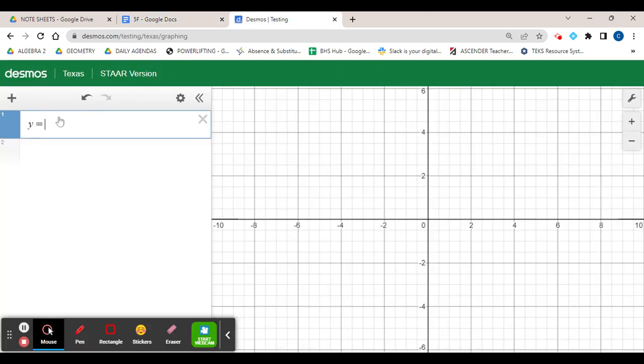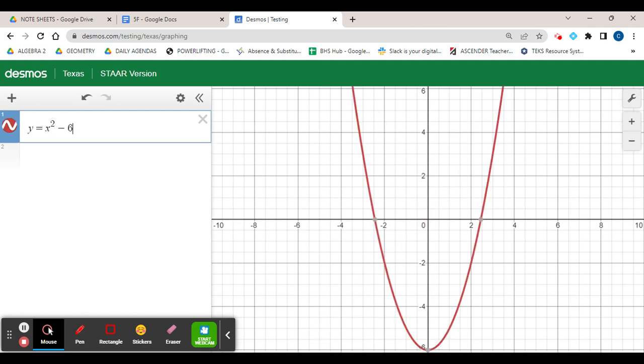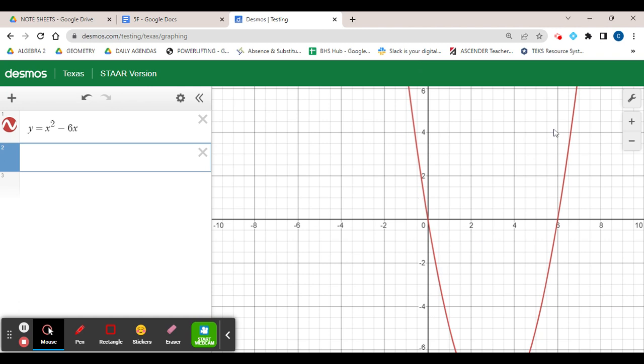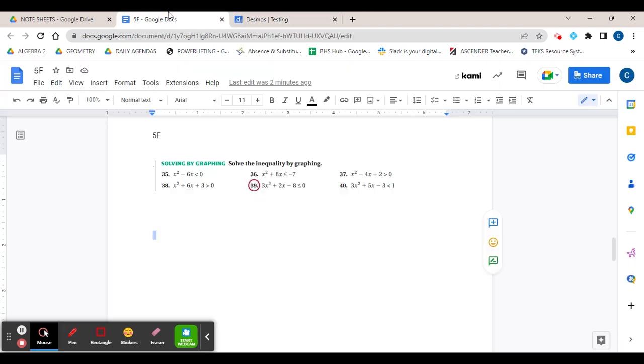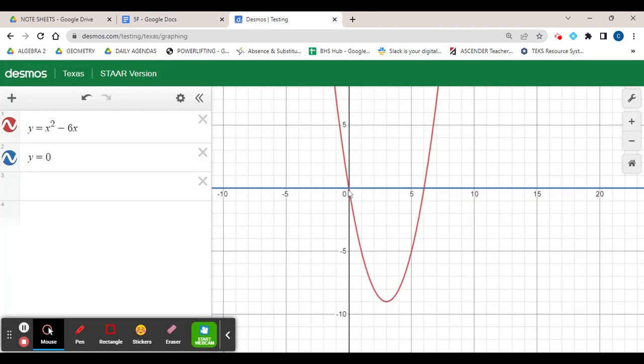So we come over here, y equals x squared minus 6x. That'll give us this big red graph right here. And the other graph would be y equals 0, which is right there. So we kind of zoom it out. And so the x-axis is one of our things, and the parabola is our x squared minus 6x. All right, so we're looking for x squared minus 6x being less than 0. So we're going to click our points where they meet. So (0, 0) and (6, 0).